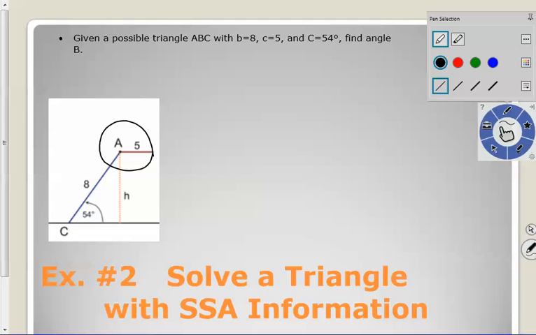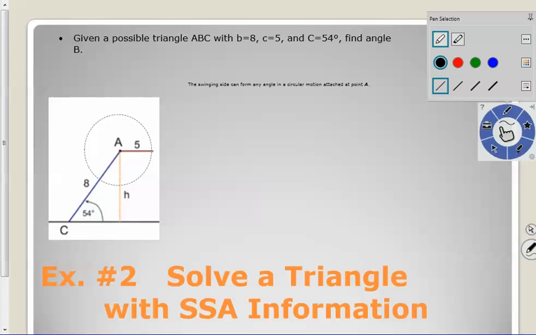If we're using right triangle trig, we can say that the sine of 54 is equal to H over 8. And then H is 8 times the sine of 54 degrees. So H is approximately 6.5. Well, that height is bigger than the length of side C, so there is no way possible you can have a triangle. All right, well, I already got that. So how does this come into play?